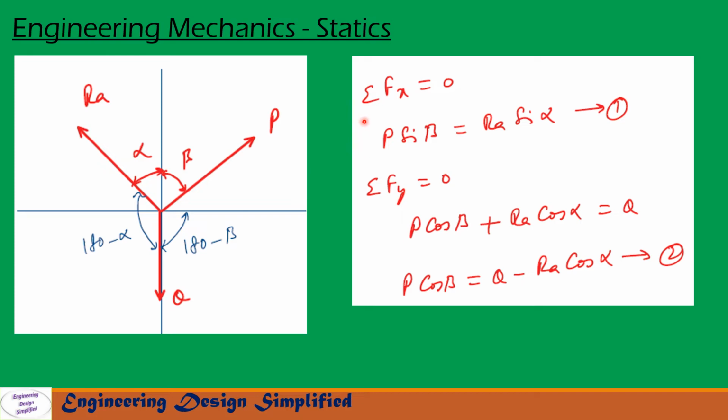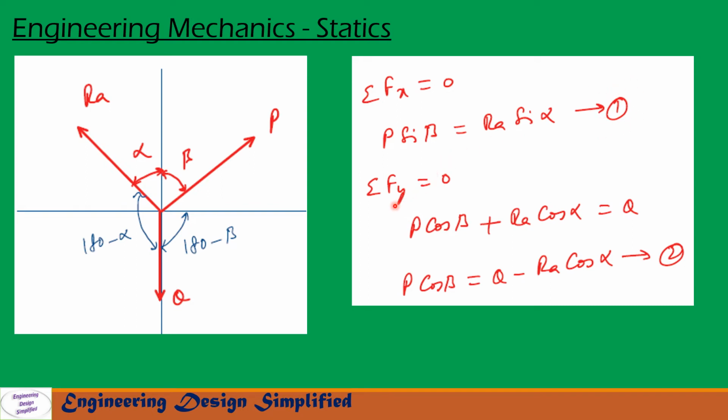First, along the x direction, sigma Fx equals 0, that is, the sum of the forces along the x direction equals 0. Along the x direction we have the horizontal component of P, that is P sin beta, equal to the horizontal component of RA, that is RA sin alpha. Q won't have a horizontal component since it acts vertically downwards. So P sin beta equals RA sin alpha; let us call that equation 1.